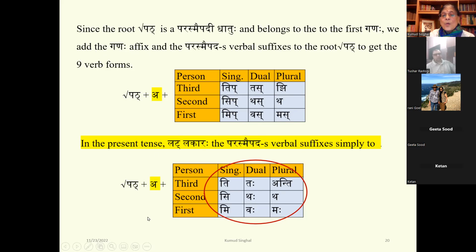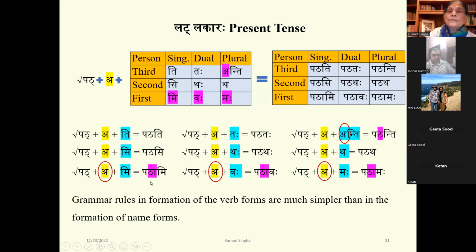So now we will see what kind of verbal forms we get when we add these suffixes to pat and add the group affix. So here this is the present tense. Now, if it was a past or a future or a lot lakara, these things will be different. Let's not worry about this. Let us just concentrate on the present tense. So path plus a. Now, suppose you want to get the third person singular verb form. So you will add ti to it. So path plus a plus ti.